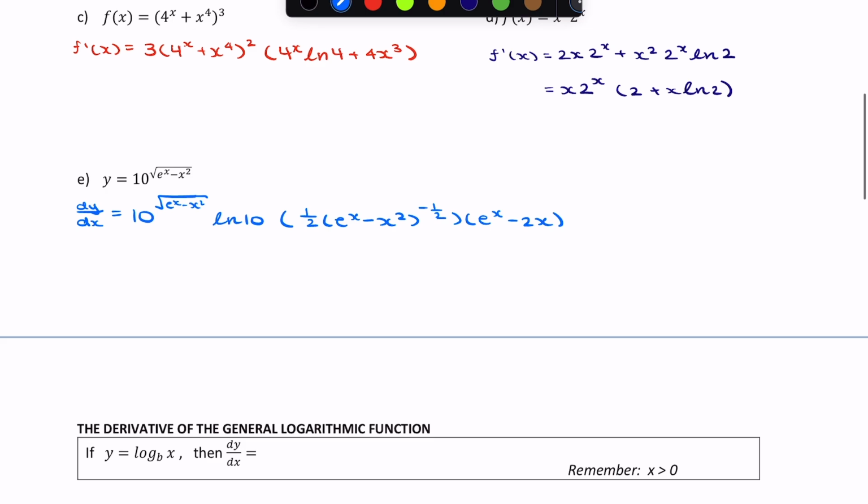So here, if we just rewrite it so that we have everything in positive exponents, we have 10 to the power of square root of e to the power of x minus x squared, times ln 10, times e to the power of x minus 2x, all over 2 times e to the power of x minus x squared to the power of 1 over 2.